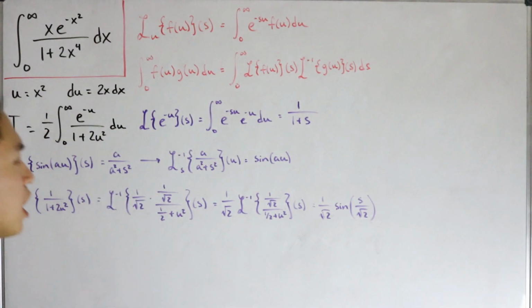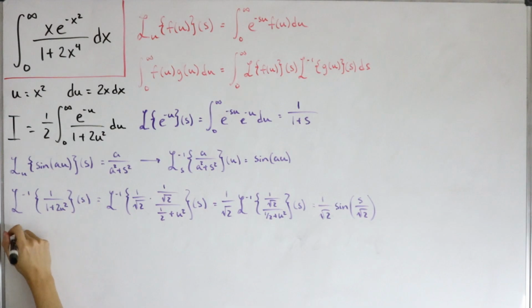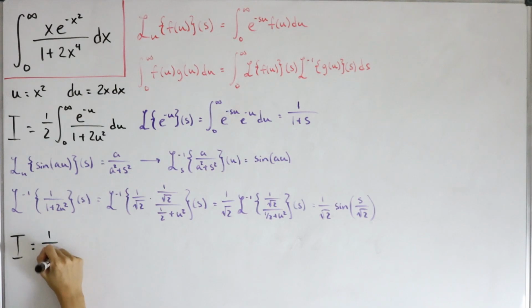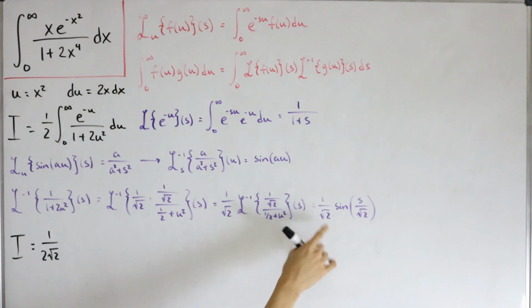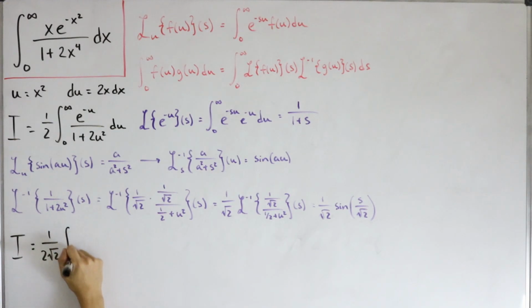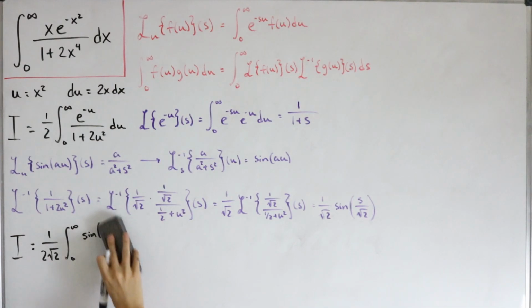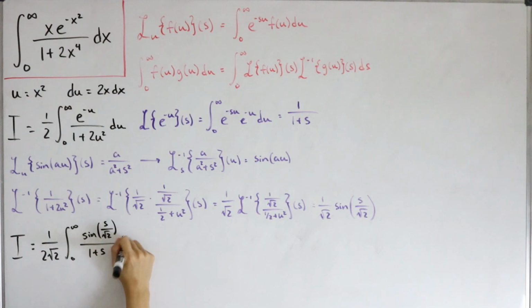With everything we just wrote down, we can come down to this simplification for the capital I that we're given to integrate. Capital I so far is 1 divided by 2 times the square root of 2. That's factoring out the 1 divided by the square root of 2, with the 1/2 still outside. The integral from 0 to infinity, now in terms of s, of sine of s divided by the square root of 2, divided by 1 plus s, ds.